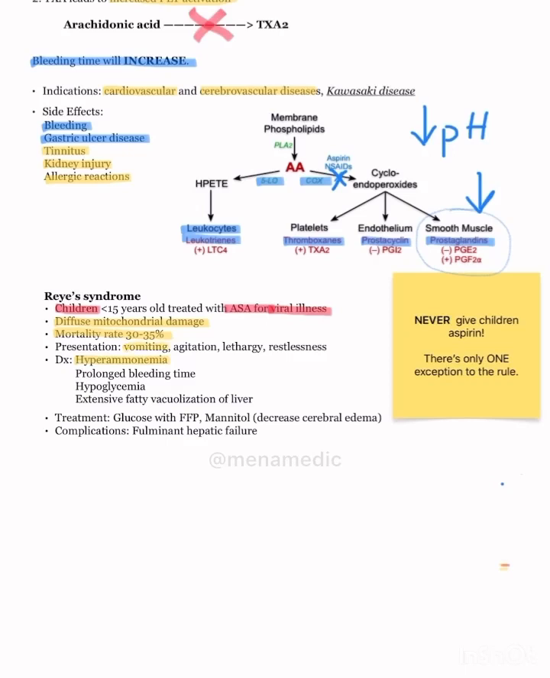The presentation is usually vomiting, agitation, lethargy, and restlessness, and we diagnose it with the hyperammonemia, as we mentioned, the prolonged bleeding time, hypoglycemia, and extensive fatty vascularization of the liver. How do we treat it? We give glucose with fresh frozen plasma and mannitol to decrease cerebral edema. Potential complications include fulminant hepatic failure. Point being, you don't use aspirin in children with fevers because you're worried about Reye syndrome.